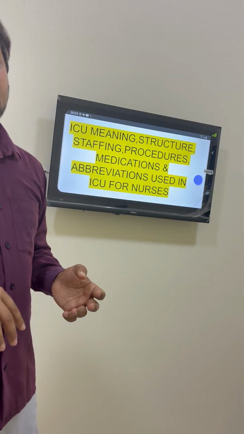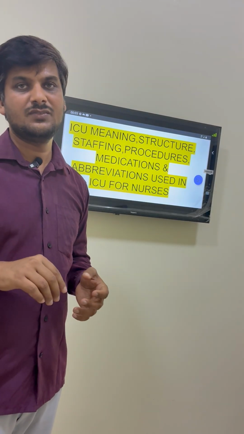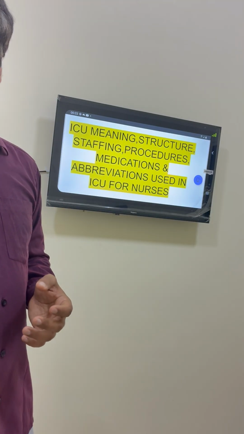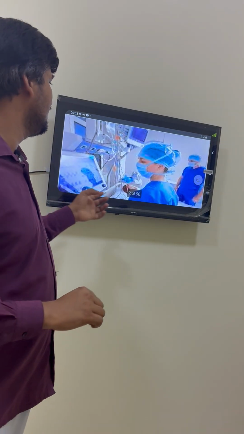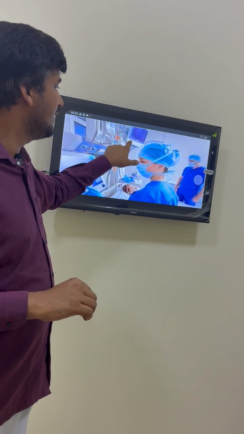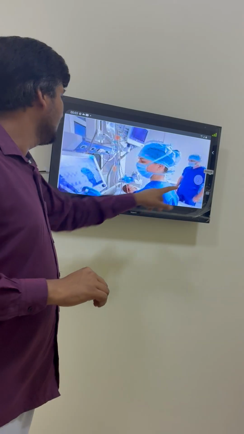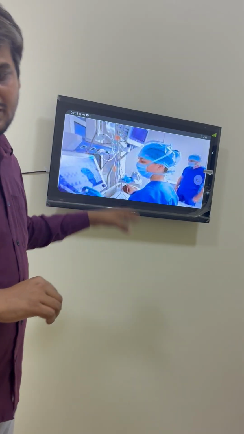Usually for nurses and beginners of the ICU setup, this is very useful. See here, you can see the ICU setup. Here you can see the nurse, and here is the ventilator. Here you can see the cardiac monitor. Here is the doctor. He is discussing with the patient. This is the usual setup of the ICU.